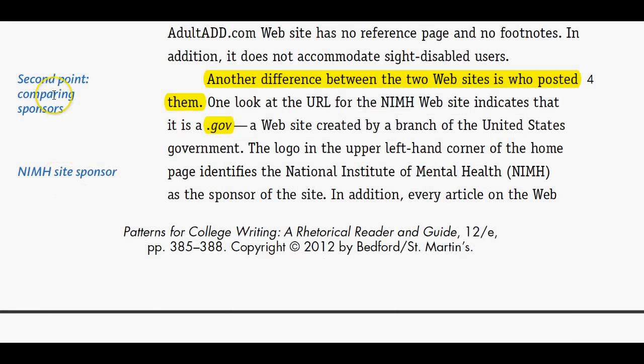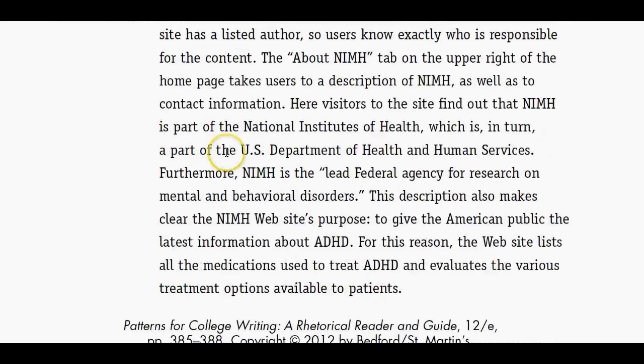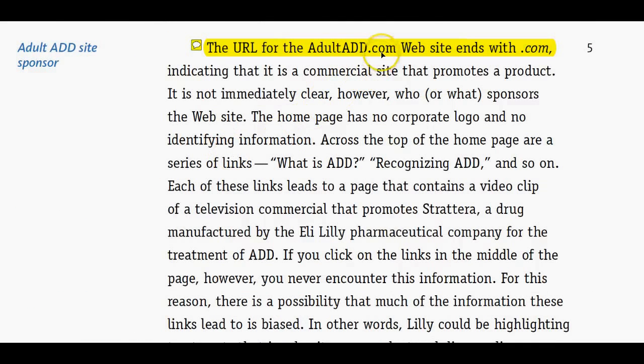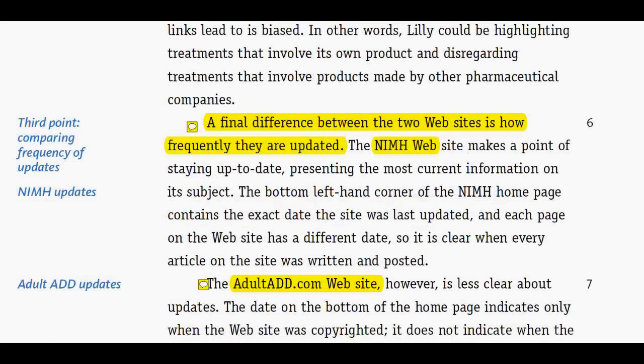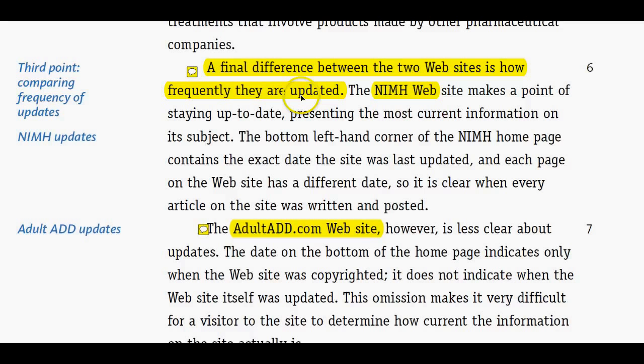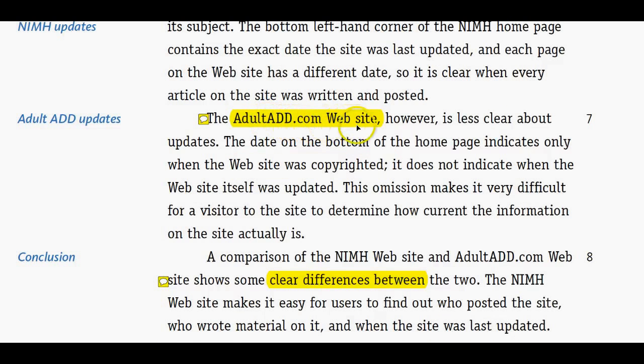Next, the author talks about the second point of comparison. They look at the end of the website address, such as .gov, and then if we scroll down here, the other website ends in a .com, and then the author goes on to explain why he prefers the .gov over the .com ending of the web addresses. The third point is how much they are updated. He compares which one's more current. The NIMH website stays very current, and then the AdultADD.com website, they're not clear about it. They don't know how much they're updated.